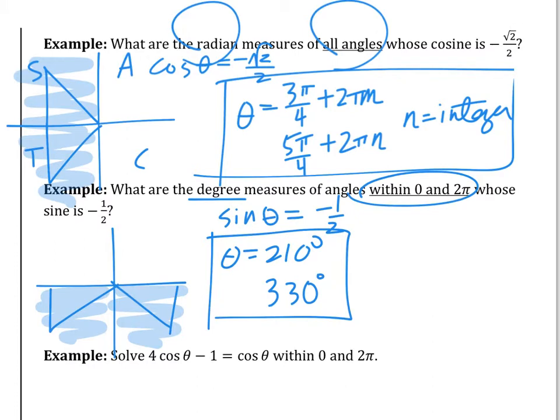So they're not saying all angles. They said just between 0 and 360, so that's it. If it says all angles, you add 360 n. Wait, so it'd be here and here, and then you just find what it is in degrees? Yes.